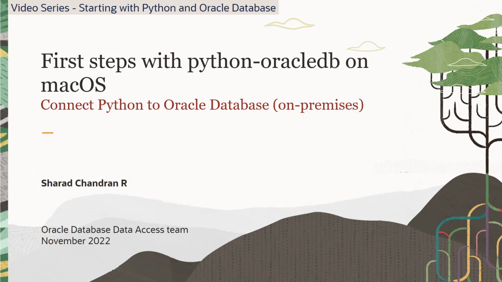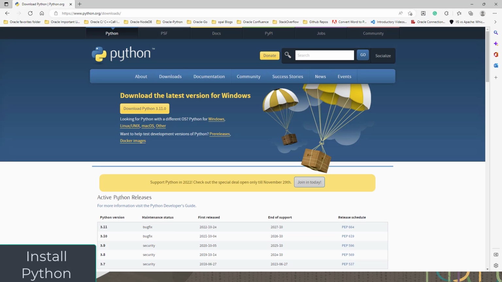Hello everyone. In this video, we will install Python Oracle DB and then create and run a Python application on macOS platform to connect to an on-premise Oracle database. So first up, we'll install Python.